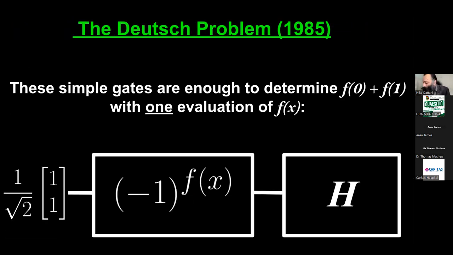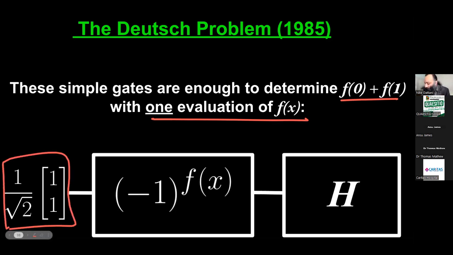Now, in a quantum computer, these simple gates are enough to determine f of 0 plus f of 1 with one evaluation of the function f of x. Instead of checking f of x for 0 and then for 1 and comparing them, we are just going to check f of x for this superposition of 0 and 1. Here we are checking 0 and 1 at the same time, okay?